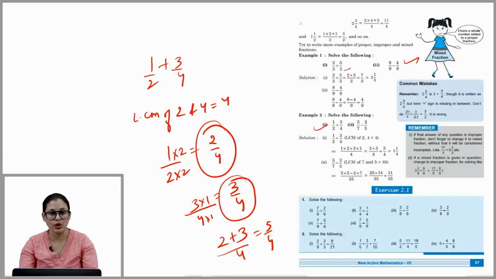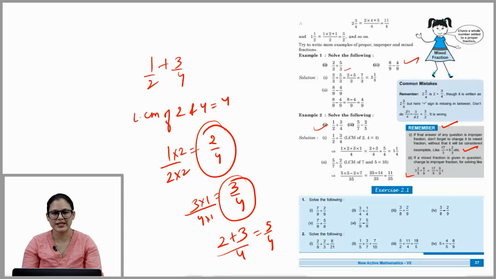Similarly, in subtraction also, what will you do? If the denominators are not equal, you will take the LCM of the denominators and then you will make the denominators the same. Okay, remember. If the final answer of any question is an improper fraction, don't forget to change it to a mixed fraction. Without that, it will be considered incomplete. Like 17 by 3 is equal to 5 whole 2 by 3, etc. And number 2, if a mixed fraction is given in the question, change it to an improper fraction for solving, like this one. Okay, this is given as a mixed number. First, you will convert it into an improper fraction and then we'll add.